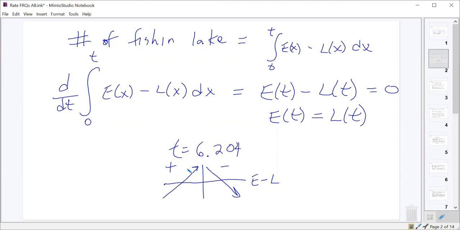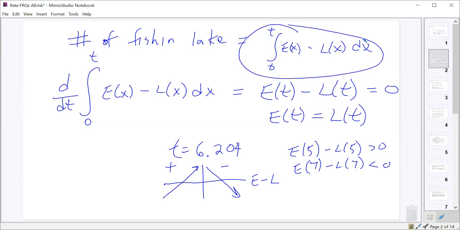Okay? And you would need to show that E of 5, let's say, minus L of 5 is greater than 0. And then we'll say E of 7 minus L of 7 is less than 0. You need to show that that's true by plugging in a value and giving the value from your calculator. Show that to the right it's negative and to the left it's positive. Does that make sense, everyone? Now, they did not ask how many fish are in the lake, but sometimes they do ask things like, how many fish are in the lake at that maximum? In which case, you would need to plug in 6.204 into this integral, right? And that's another way that you could have justified that the max was at 6.204.